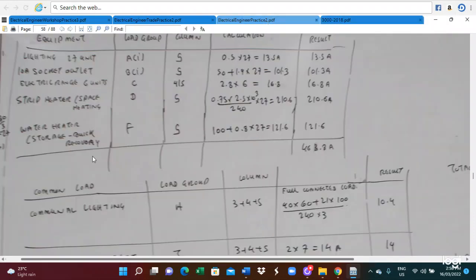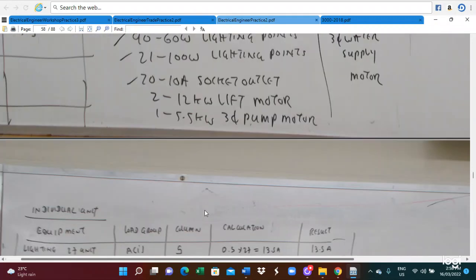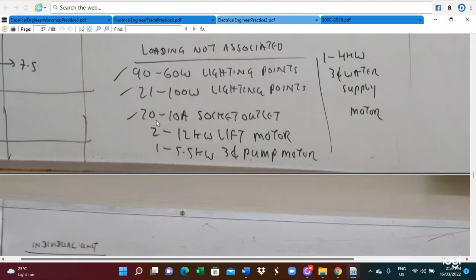So the 2 ampere, how many points? There will be 7 socket outlets because we are given 20 number of 10 ampere socket outlets for the 3 phase. So per phase, 20 divided by 3, so you got 7.